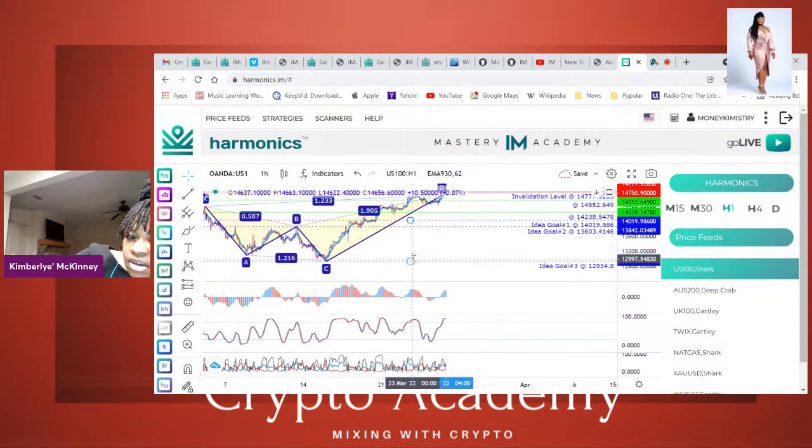How to mark up a chart. What is a pip? What is a lot size? What's traded in both? So this is just going to be your prerequisite in order for you to make sure that you are making the right decisions and getting in some of these trades while they're available.